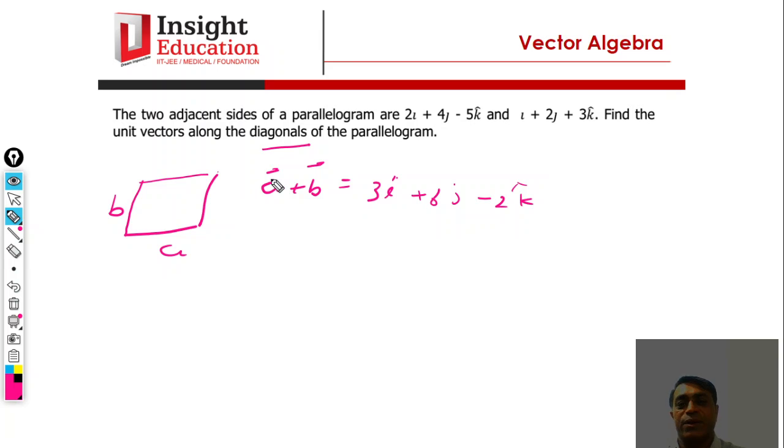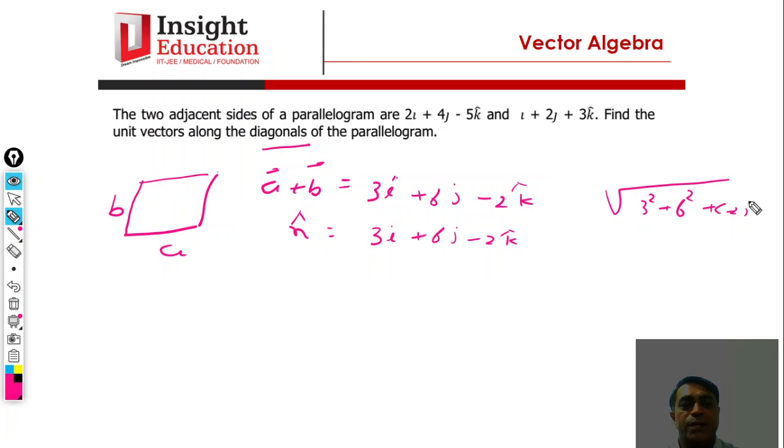So this is a vector. Now for the unit vector, you can say a plus b divided by mod of a plus b. So 3i plus 6j minus 2k. So mod of 3 square plus 6 square plus minus 2 square, that is 49, so I can say 7. So divide it by 7. So the first diagonal is 3 by 7 i, 6 by 7 j, minus 2 by 7 k.